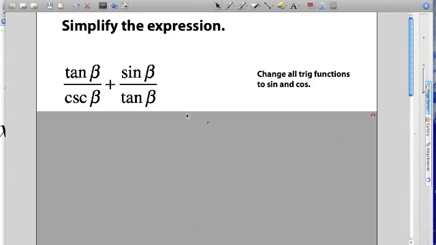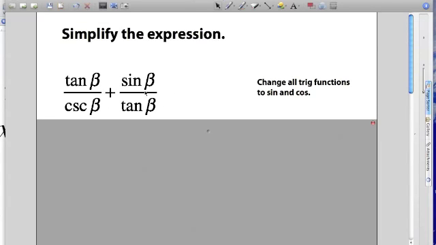Okay, so the first thing we see is tangent of beta over cosecant of beta plus sine of beta over tangent of beta. Remember, there is no cross multiplying without an equal sign, so that shouldn't even enter the equation ever. One of the tips that I've always said is it might help to change all of your trig functions into versions of sine and cosine. You've got 3 parts that don't have sine or cosine. You have a sine here, but the rest of these need to be changed.